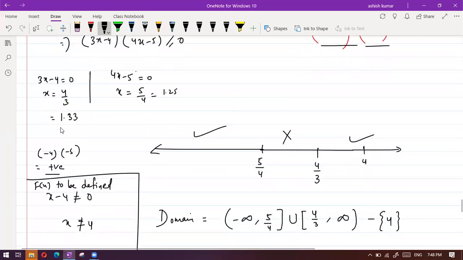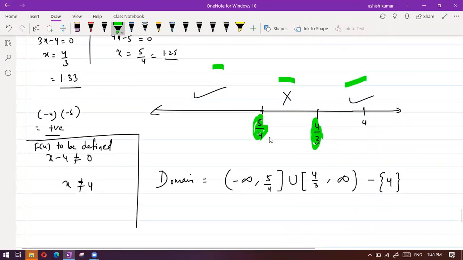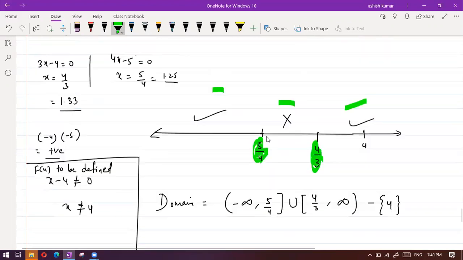First, I have taken the values, right? Critical values 1.25 and 1.33, right, Ria? Yes, sir. We have seen that 5 by 4 is a smaller value, so it will be written first. 4 by 3 is comparatively bigger, so it will be written later. Now 5 by 4 and 4 by 3 are dividing your number line into 3 parts, right, Ria? Yes, sir. Now take a value which is less than 5 by 4. Take a value 0. Can we take 0?